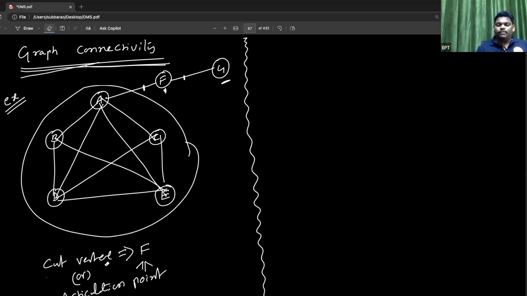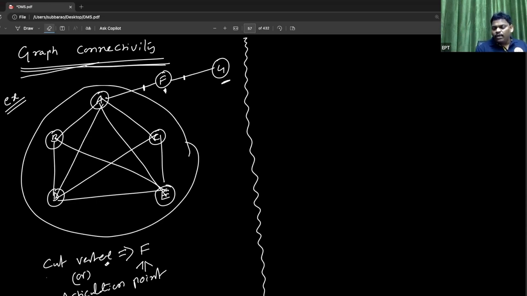Graph connectivity. In that, the first one is cut vertex or articulation point. In the given graph, F is the articulation point, or F is a cut vertex. Can you say what about G? Then what about G?